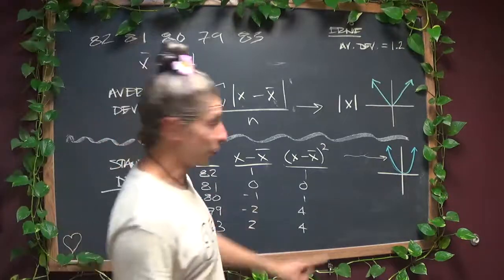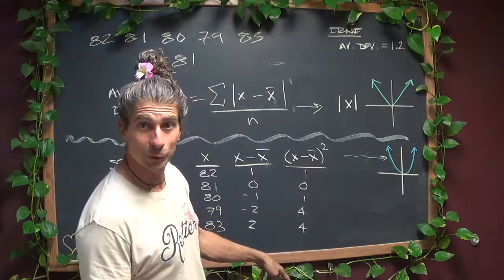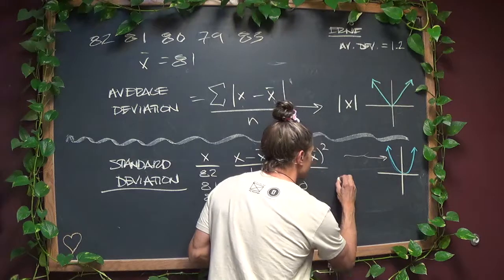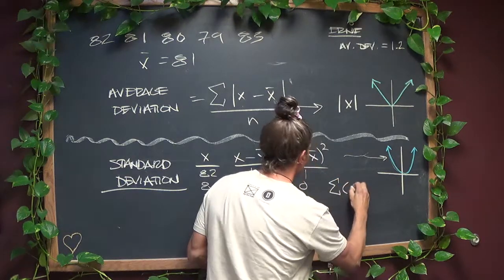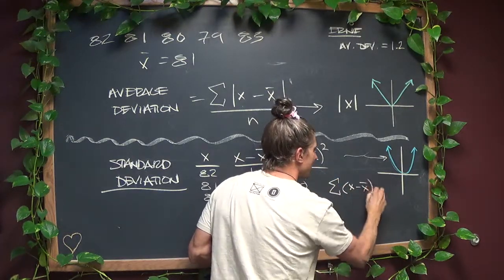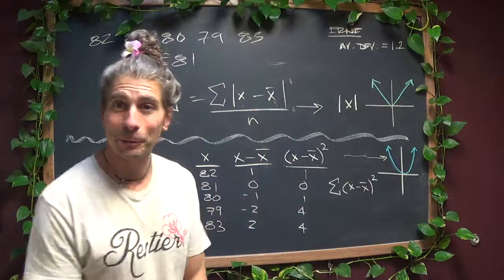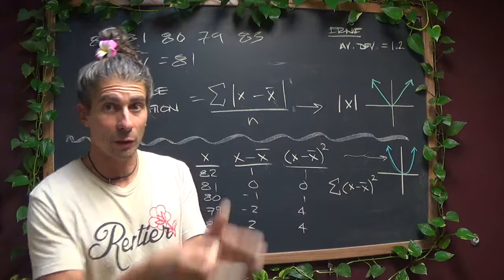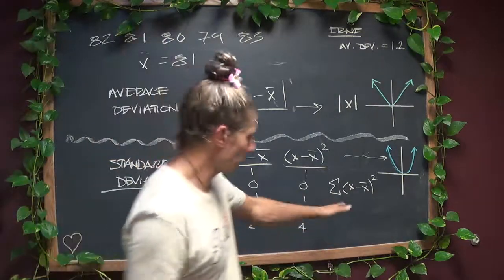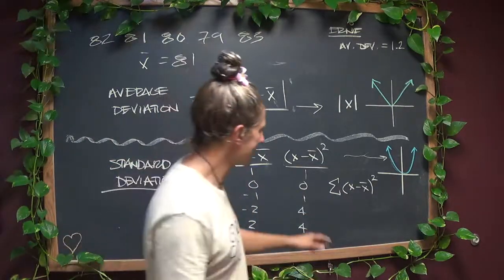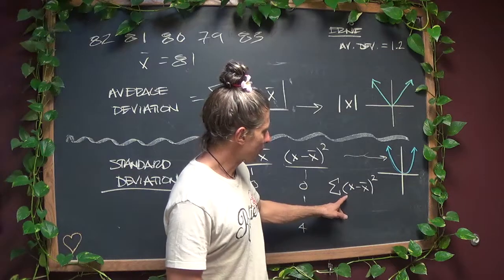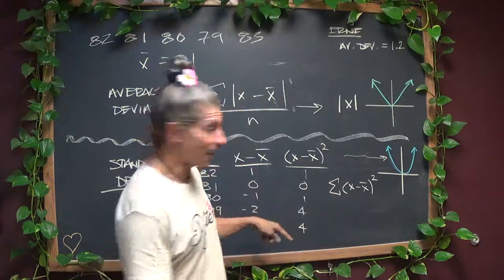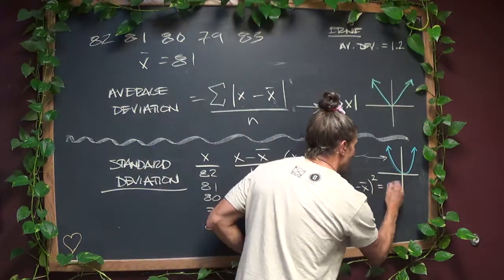But the first thing we're going to do is add up all these destroyed data points. We're going to sum up the squared deviations. Sometimes you'll see it in research articles called the sum of squared deviations, or just SS. Don't memorize that. But that's what you would get by adding these guys together. So that ends up being 10.